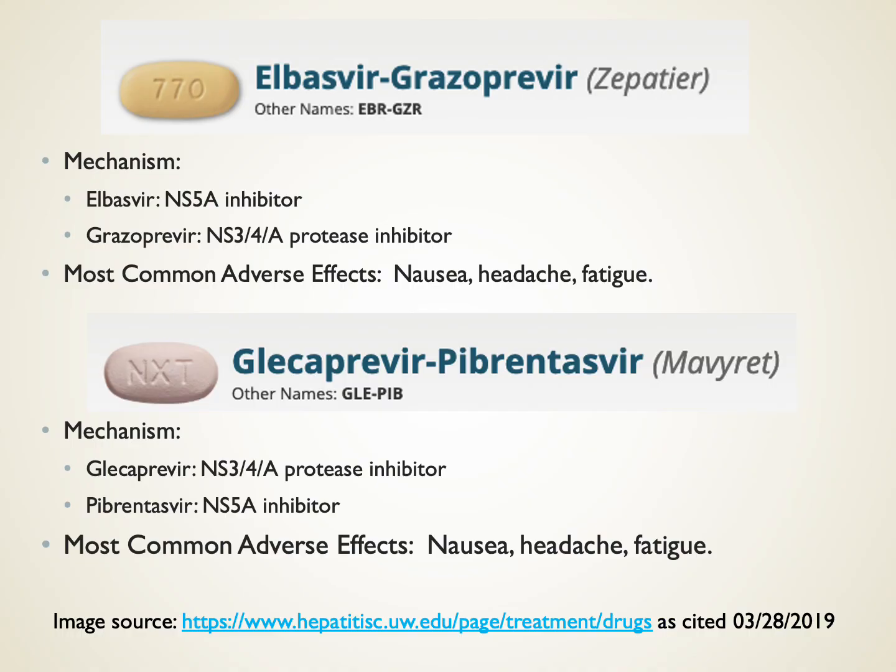So one of the four is Zepatier, which is a combination of an NS5A inhibitor and an NS3/4A protease inhibitor. So really by using two different mechanisms again, this combination is pretty well tolerated. In fact, all four first-line agents are pretty well tolerated for most patients. The common side effects are usually headache, nausea, and fatigue. Another combination product, with another protease inhibitor in combination with an NS5A inhibitor, is Mavyret, and that is also pretty widely used or available as part of one of the protocols as well.